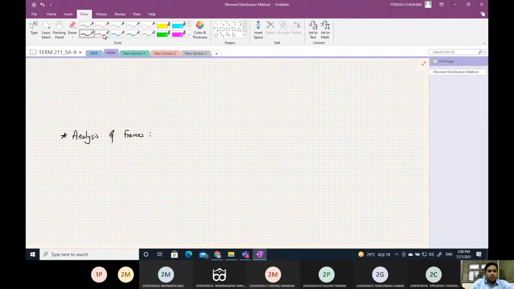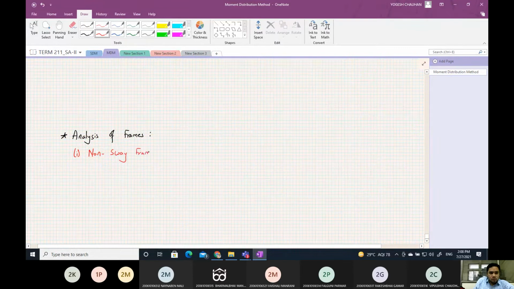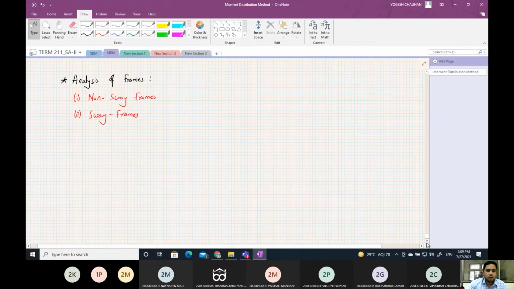So as discussed earlier, two types of frames we will be considering. One is non-sway frames, which are restrained or which are prevented against lateral sway. Second is sway frames. So we are not going into much detail about sway frames and non-sway frames. The things have already been covered in your slope deflection method. So let us move to non-sway frames.